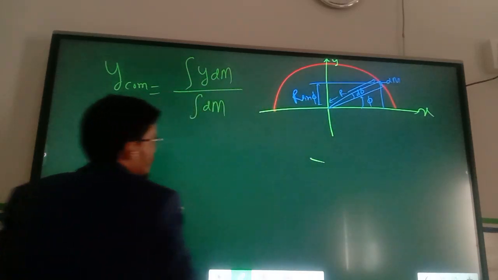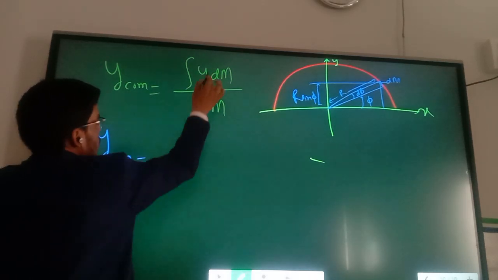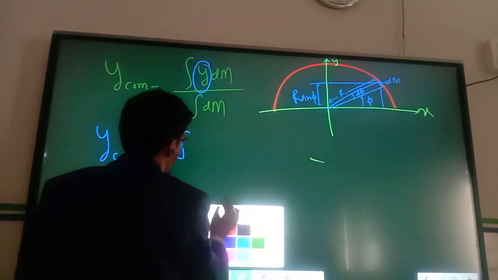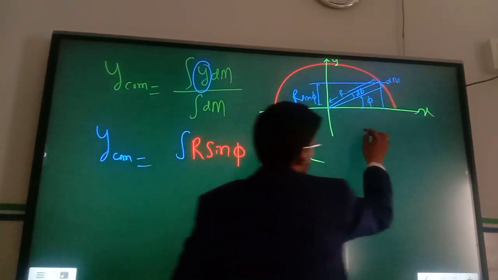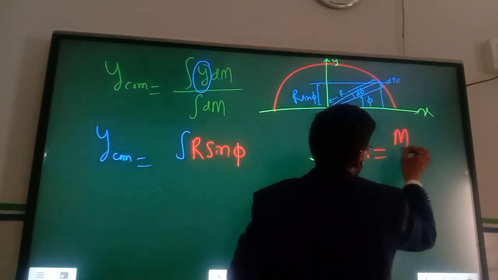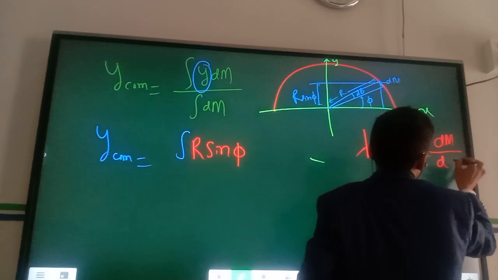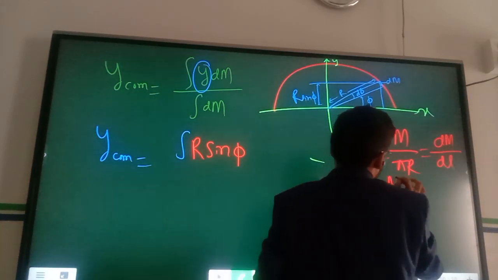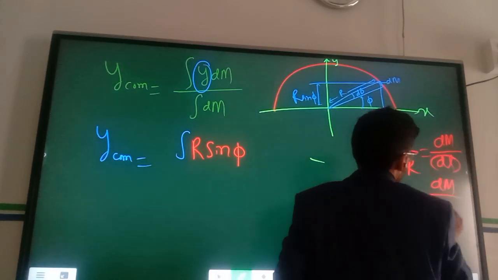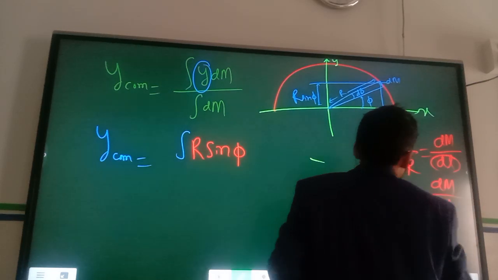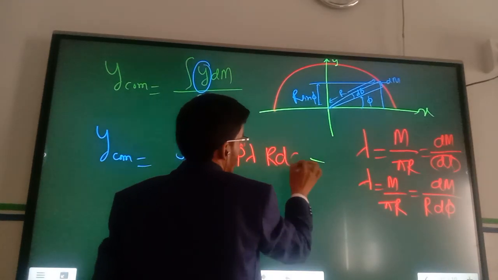So in the case of y center of mass for the dl element, y center of mass equals integration of y dm, where the y value is r sin phi, and the value of dm, I have already discussed, lambda equals mass upon pi r, which equals dm upon dl, the arc length, and the arc length is r d phi. So dm value is here lambda into r d phi.